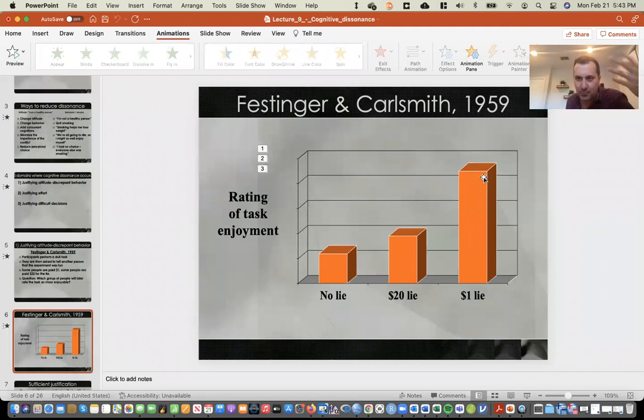This is where you have to really put yourself into the mindset of these participants. Because these participants thought of themselves as honest people, right? I'm an honest person. But these people were paid to lie, right? People in the $20 and the $1 condition were paid to lie. So there's an attitude, I'm an honest person, which conflicts with my behavior, which is that I lied. That's going to create some cognitive dissonance, right?